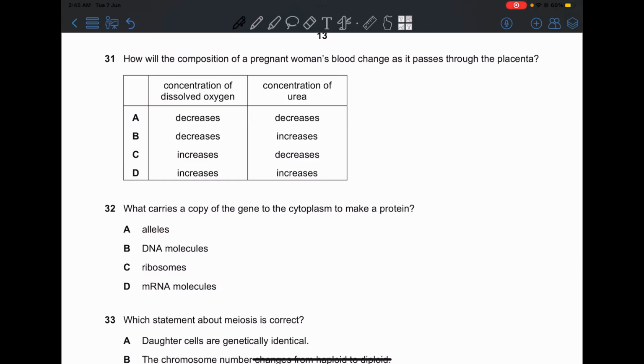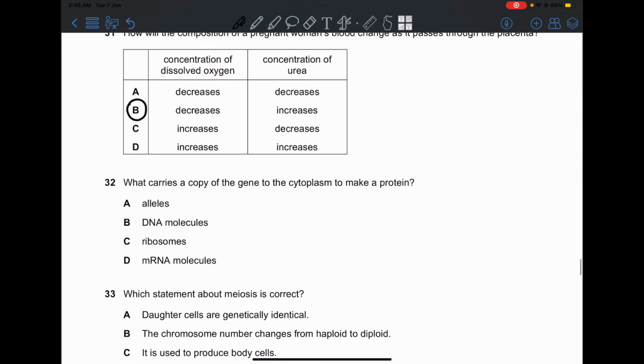Now 31, how will the composition of a pregnant woman's blood change as it passes through the placenta? Now the blood will actually have oxygen and it will be absorbed by the fetus for performing respiration and gaining its nutrients. And the concentration of urea will increase because the fetus or the baby will be excreting out the urea and waste products into the mother's blood. So the concentration of urea will increase and the concentration of oxygen will actually decrease because the fetus is using it. That is B.